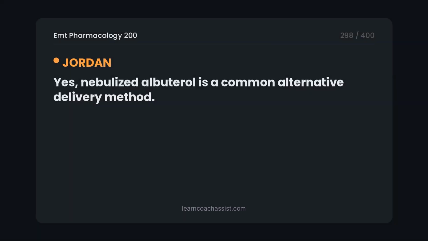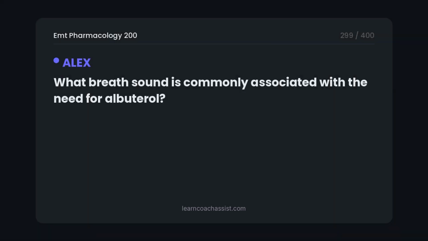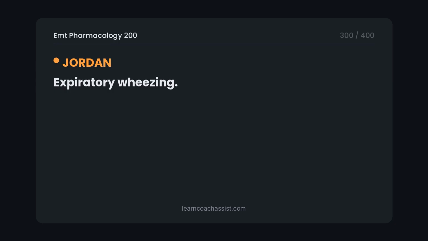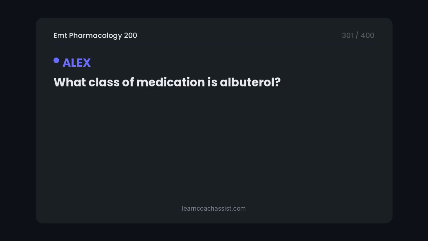Can albuterol be delivered via nebulizer instead of MDI? Yes, nebulized albuterol is a common alternative delivery method. What breath sound is commonly associated with the need for albuterol? Expiratory wheezing. What class of medication is albuterol?